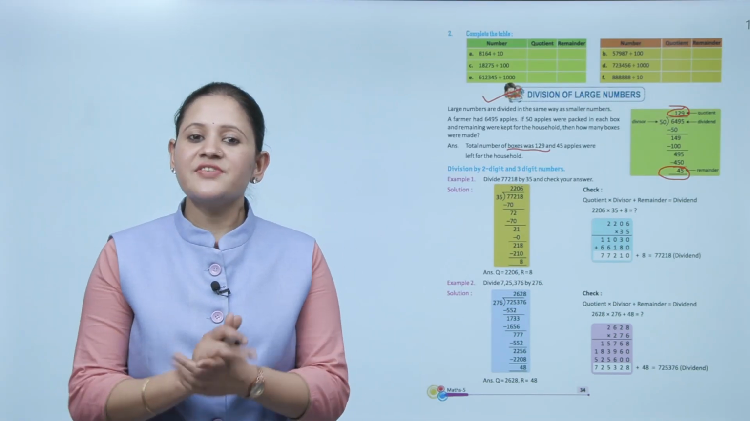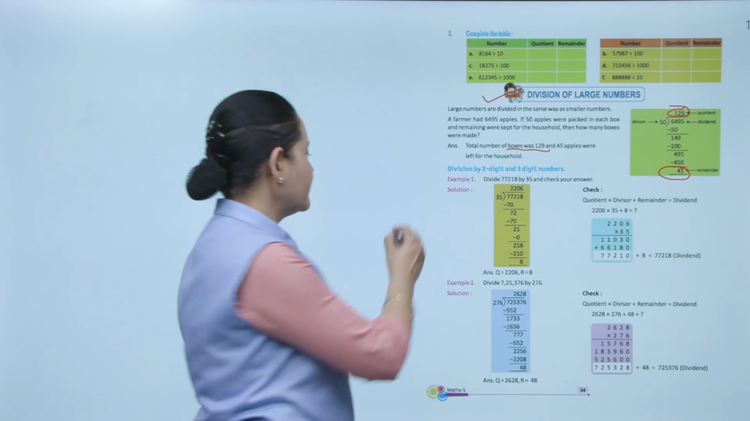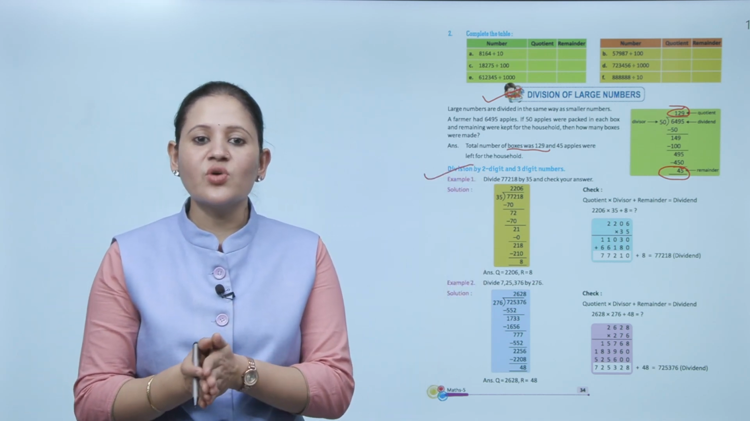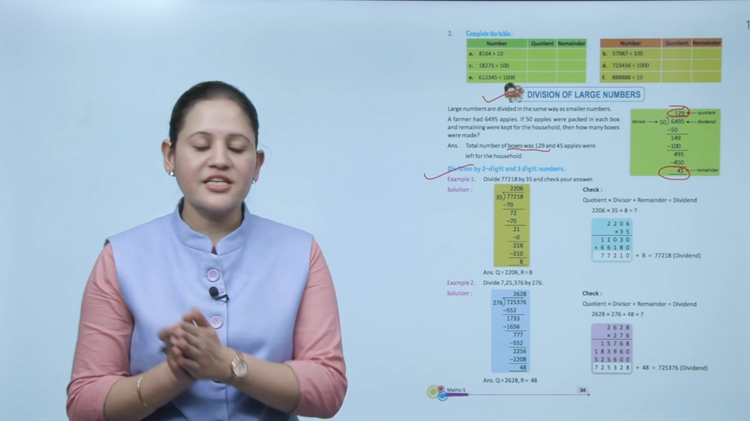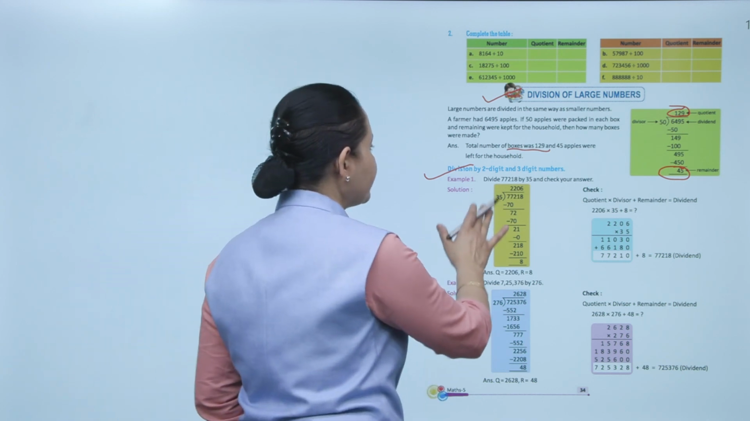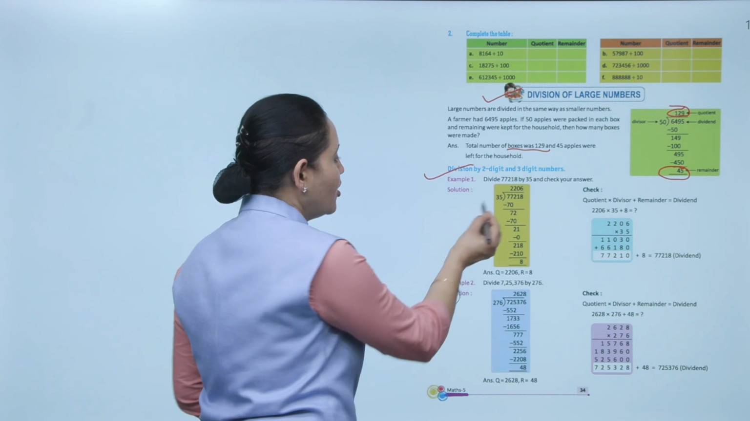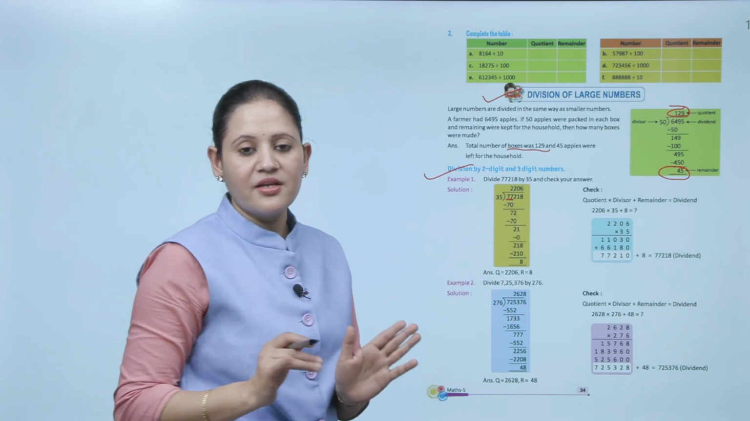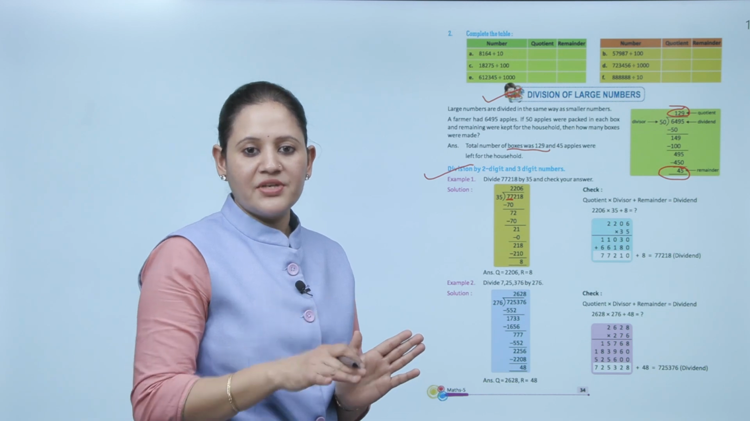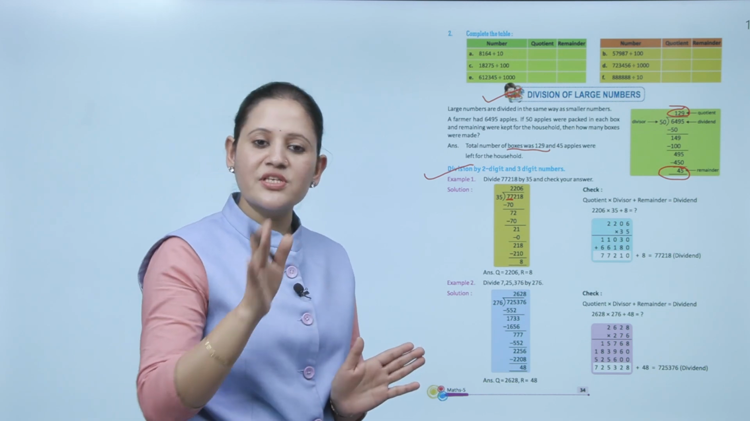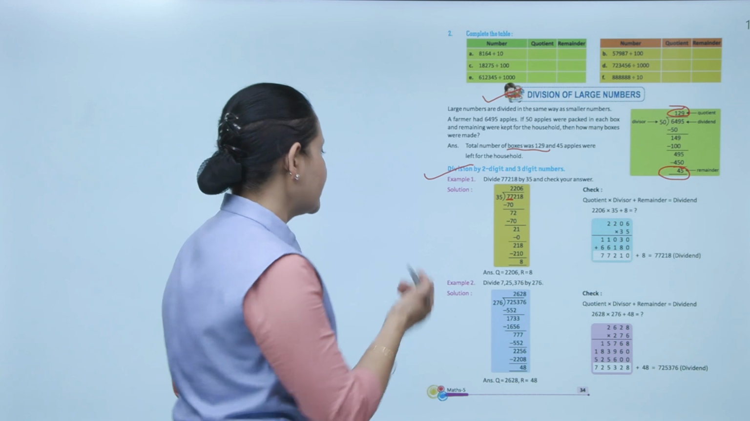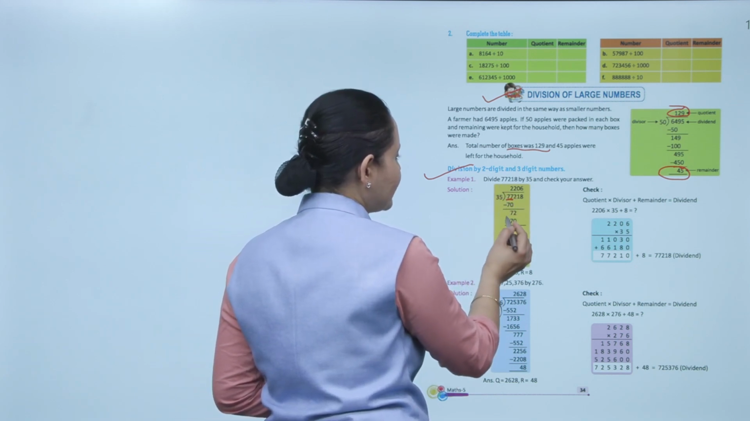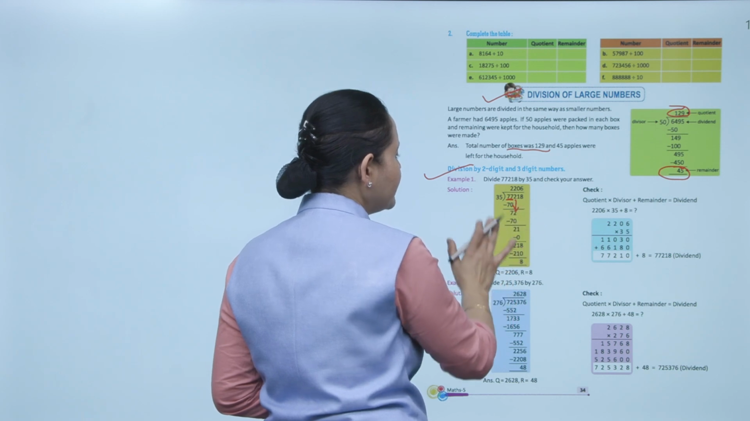Clear? Next is division by 2-digit and 3-digit numbers. For example, divide 77,218 by 35 and check your answer. So here we'll divide 77,218 by 35. It is a 2-digit number, so we'll take the first 2 digits. In 35's table, we have to find the number which is equal to 77 or just less than 77. 2 times करेंगे 70, subtract करेंगे 7, next number note down करेंगे, it will become 72.